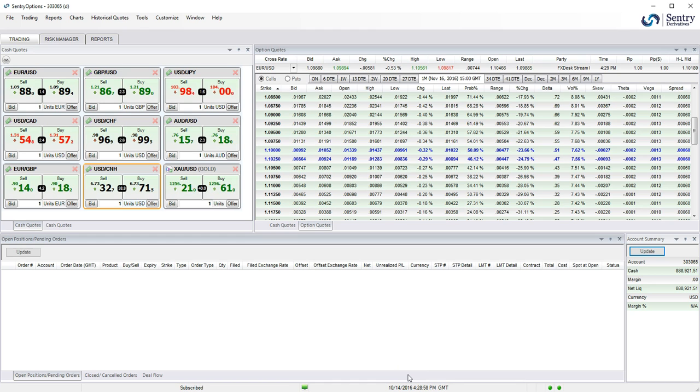Today we're going to focus on the Risk Manager, one of the most powerful tools of the SentryOptions trading platform.